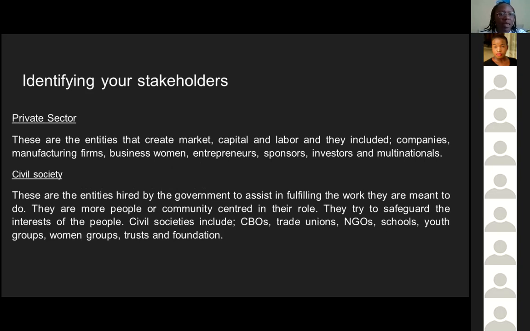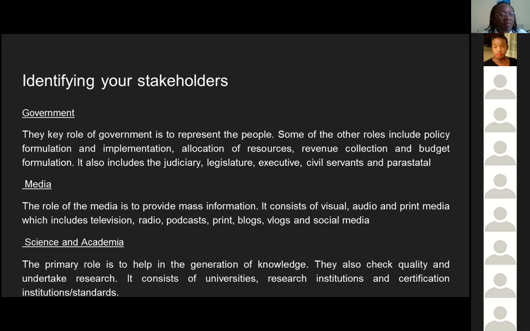So these are the examples of stakeholders, and they include the private sector. These are the entities that provide market, capital, and labor, and they include companies, manufacturing firms, businesswomen, entrepreneurs, sponsors, investors, and multinationals. So really, depending on the space you're in, these are the types of stakeholders. So we have civil society. So these are the people or entities that are hired by government to assist in fulfilling the work that they're meant to do. And then we have government, we have media, and we have science and academia.